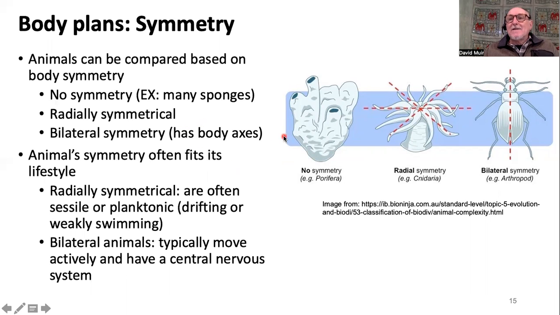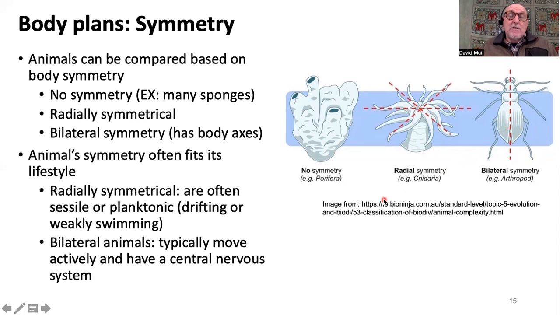The truly radially symmetrical animals are things like the sea anemones, Hydra, those sorts of things. That is what we refer to as radial symmetry. And then the last kind of symmetry is bilateral symmetry. That is our symmetry. It was not identical, but very similar from side to side. The body plan is bilaterally symmetrical.